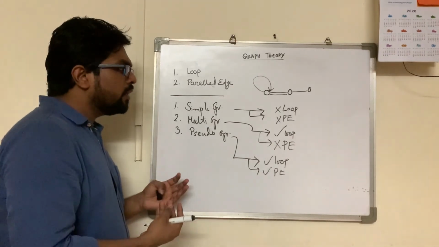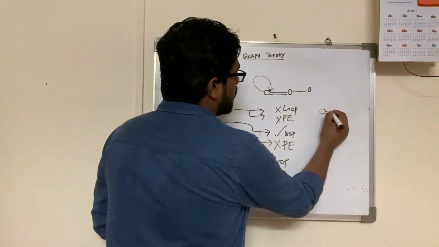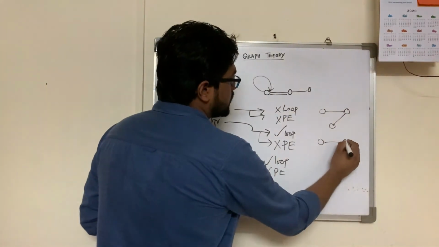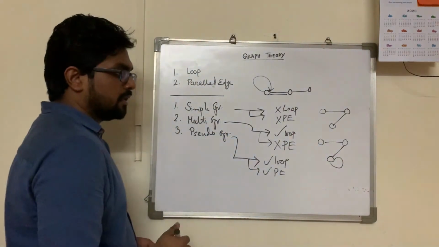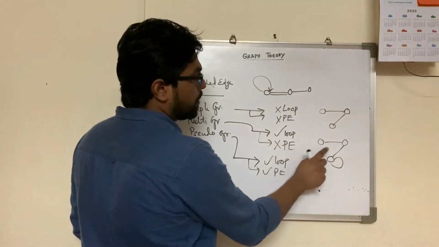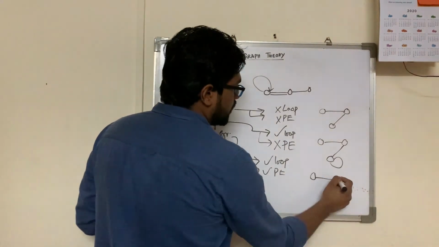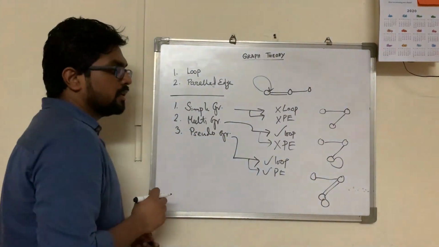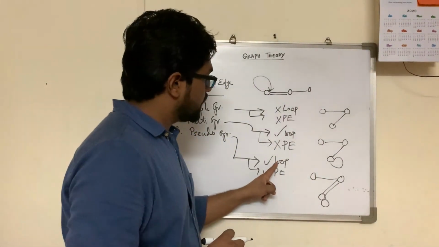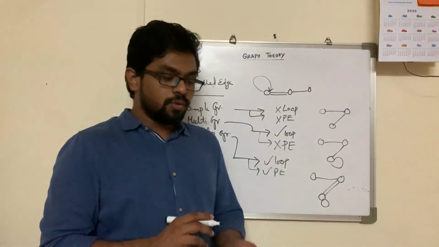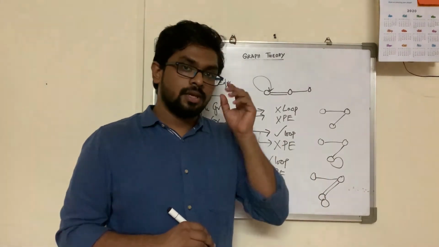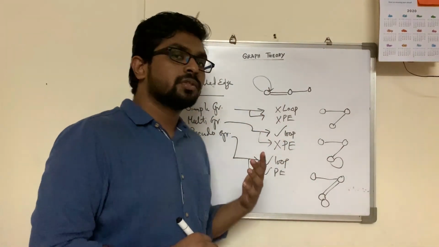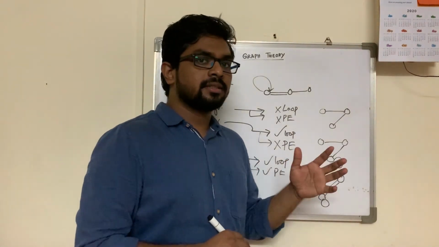If I give you a few examples: something like this is a simple graph. Something like this is a multigraph. It has a loop but no parallel edge. Now, if I draw something like this, it becomes a pseudograph because it has a loop and it has a parallel edge. So these are the main types of graphs in graph theory. Now I will discuss another kind of graph, which is called the intersection graph. So let's see what an intersection graph is.